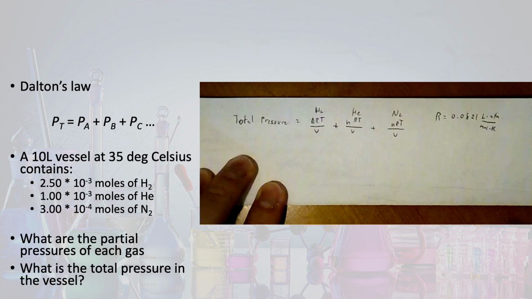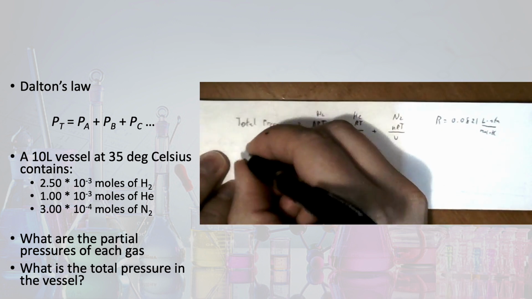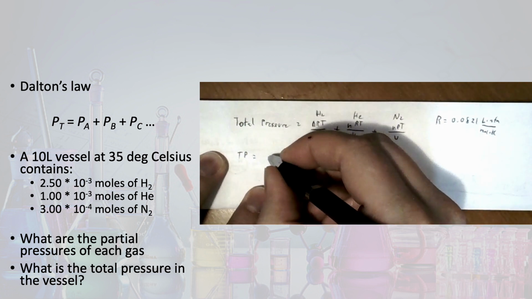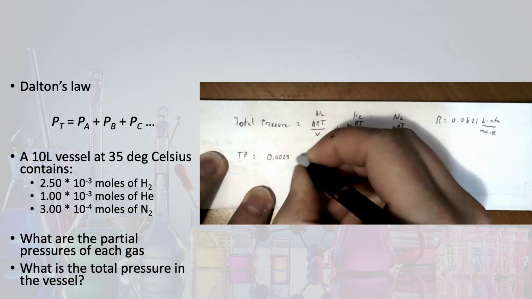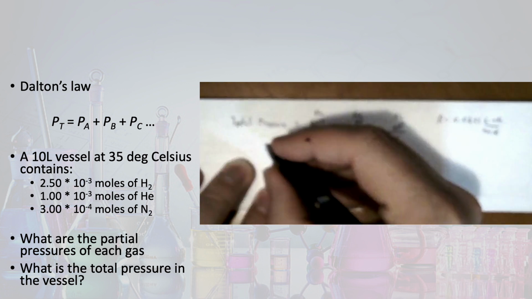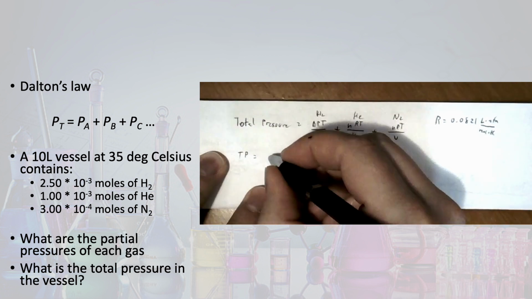Okay, so in order to use Dalton's law of partial pressure, we're actually going to go back and use some of the things we've learned about using the ideal gas law first, right? So our practice problem is set up here on the left. So we have a 10-liter vessel that is being held at 35 degrees Celsius, and it contains 2.5 times 10 to the negative third moles hydrogen, 1 times 10 to the negative third moles helium, and 3 times 10 to the negative fourth moles of nitrogen. I'm going to write these out in decimals instead of scientific notation in the problem.